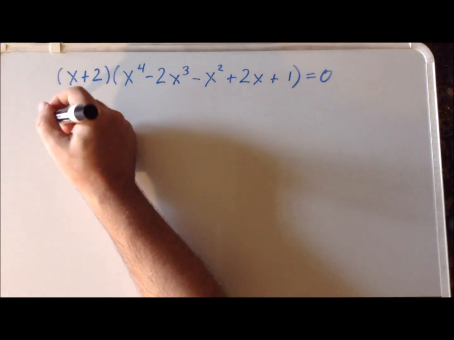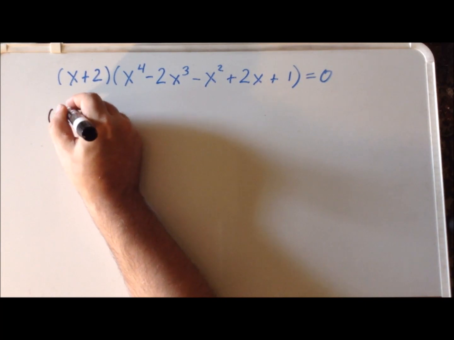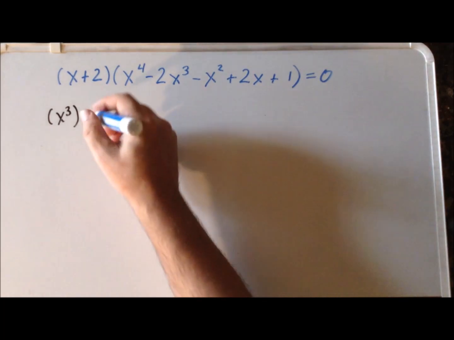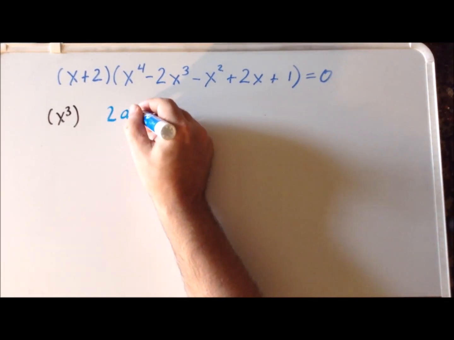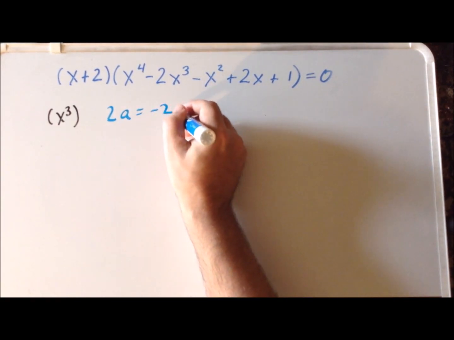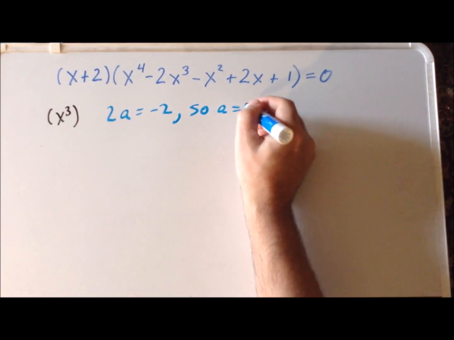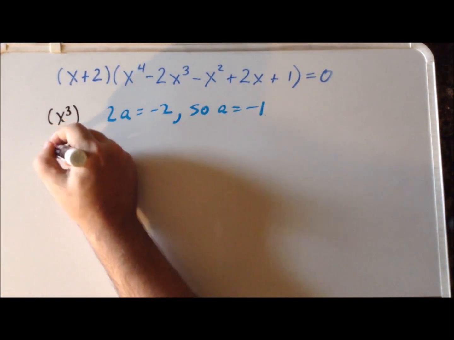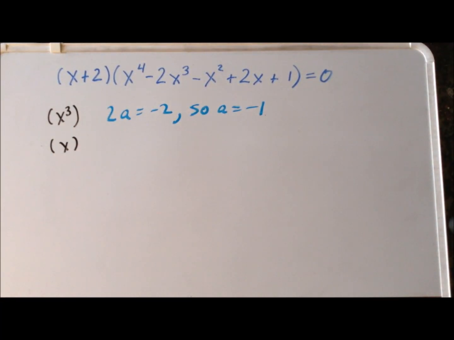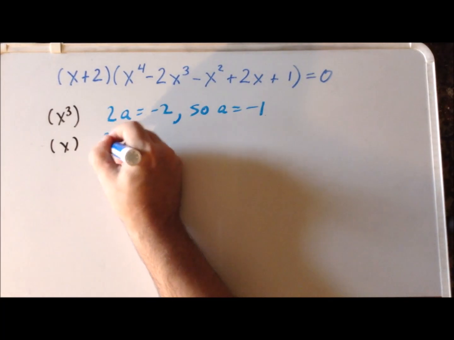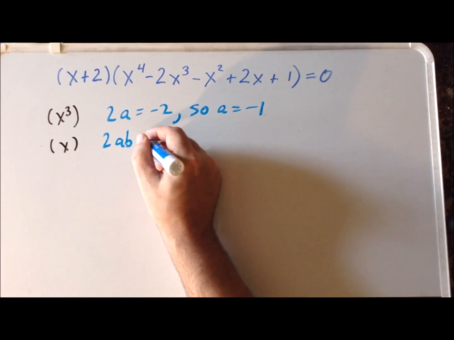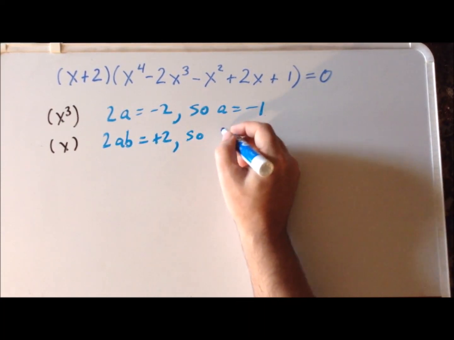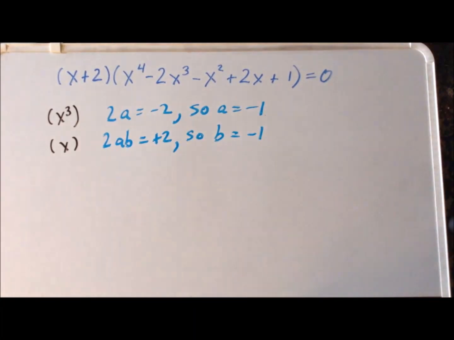So from the cubic powers of x, I'll just write it as x cubed here, so we remember which power of x we're talking about. We see that 2a is equal to minus 2. So this tells us that a is equal to minus 1. Then if we look at the linear powers of x, this is x to the first power, then we have 2 times ab is equal to a positive 2. And we already know that a is equal to minus 1. So that tells us that b is equal to minus 1 as well.